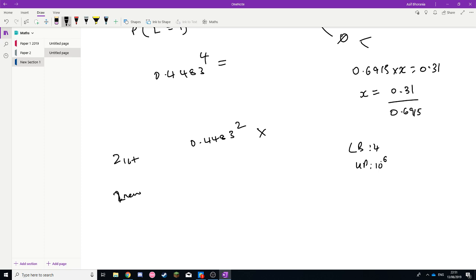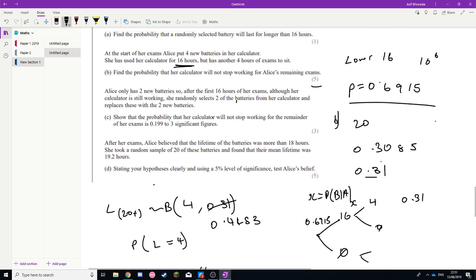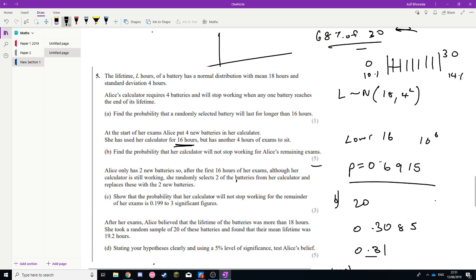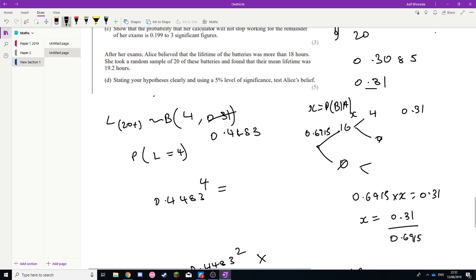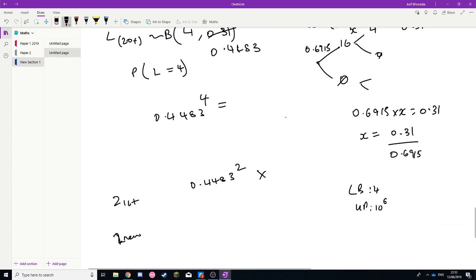4, 10 to the 6 was the standard, I think, and this was 18. Was it 418? Yeah, 418. 0.999. Yeah. So this is not really affecting it. 0.9997, so that's basically one. So now is 0.4483 squared what I'm looking for?